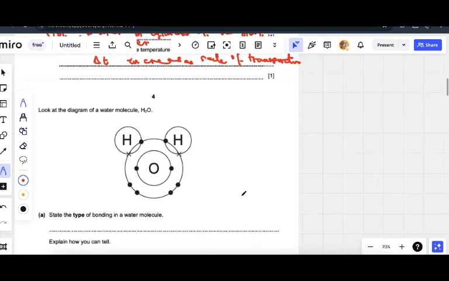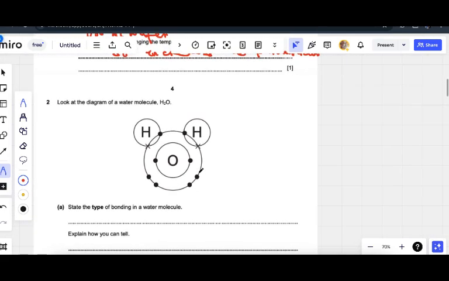Now let's move on. Look at question number 2. Look at the diagram of the water molecule, H2O. This is water. This is hydrogen, one atom of hydrogen here, another atom of hydrogen here, bonding with one atom of oxygen. Here we have the two inside of oxygen. The oxygen atomic number is 8, so the electronic configuration is 2,6. The first shell has 2 electrons.